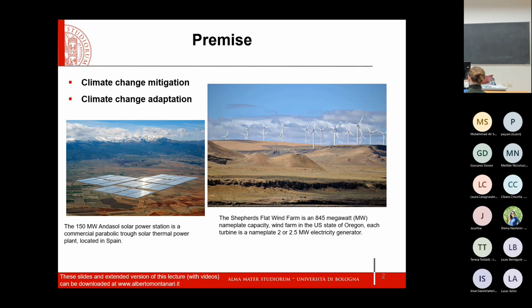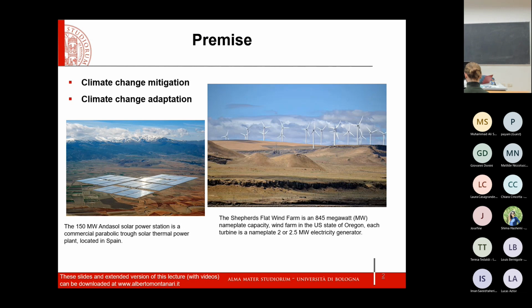In the second case, the spatial scale is local, because adaptation is a local intervention, like building a dam, building a wind farm, etc. And in terms of time scale, mitigation is expected to produce effects in the long term, because climate has a long inertia. Adaptation is expected to produce immediate effects. Is it clear? Yes, thank you. I wanted to be sure.